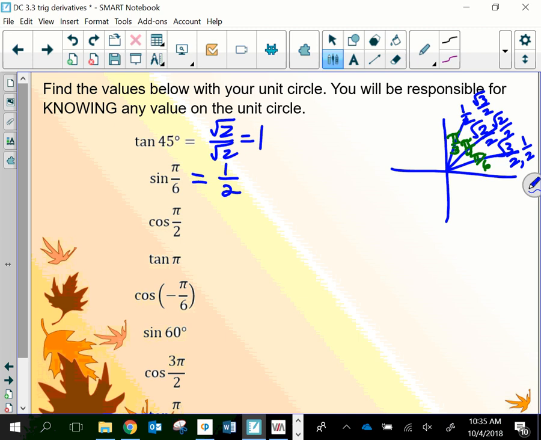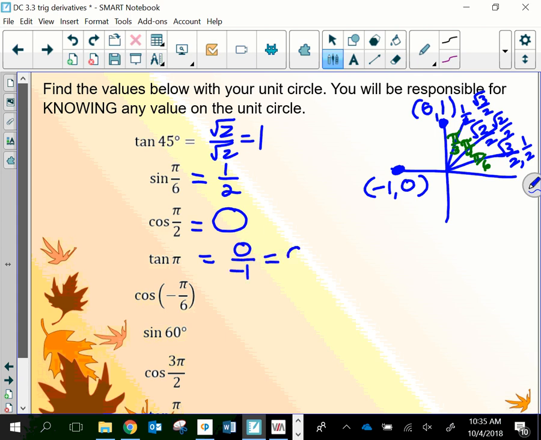Okay, cosine of pi over 2. We don't have that because that's a quadrantal angle. So cosine pi over 2 is right here. So what's the ordered pair there? 0, 1. So the cosine is the first one, which is 0. Okay? Tangent of pi, we don't have that one either. That's over here. What are the ordered pair? -1, 0. So the tangent is 0 over -1, which is 0. Remember, it's sine over cosine for tangent.